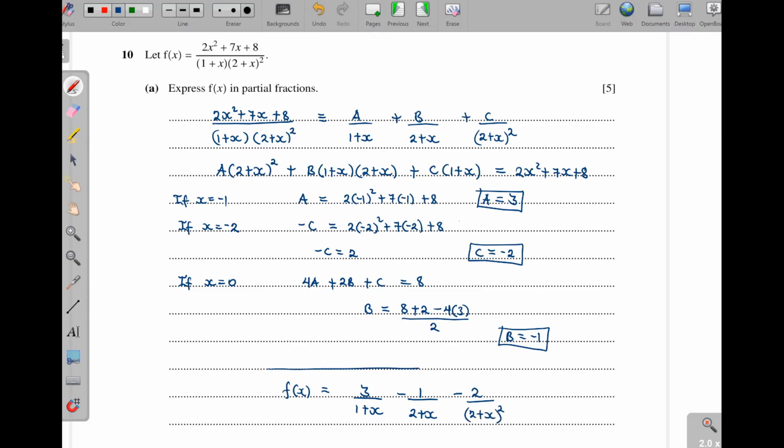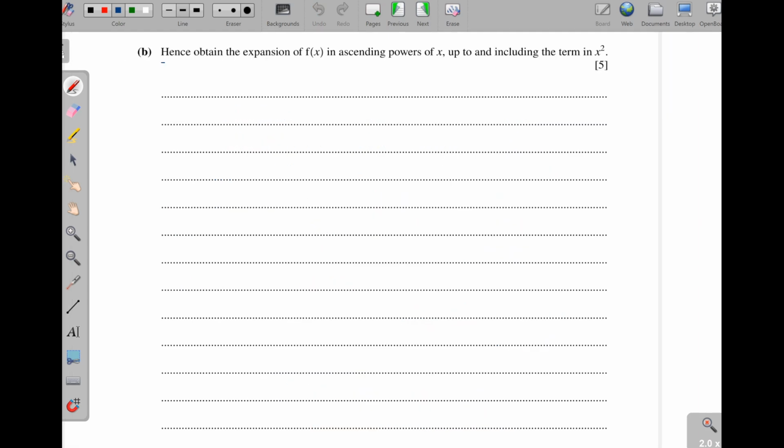Now, whenever they give you partial fractions in the first part of the question, expect the second part to come from integration or binomial expansions. Part B: hence obtain the expansion of f of x in ascending powers of x up to and including the term in x squared. Now you see, this one is coming from binomial expansions.